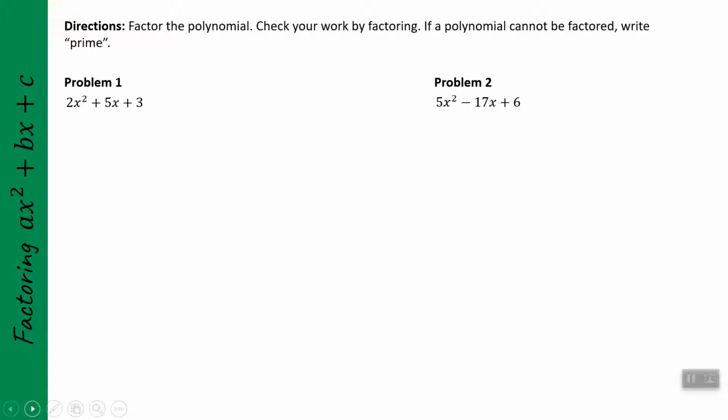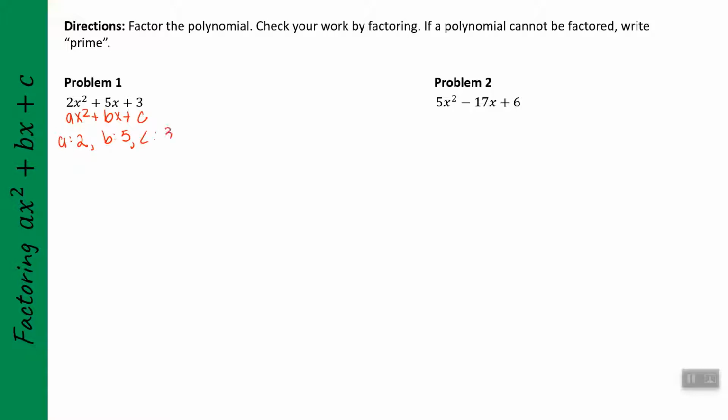So the first thing that we're going to do is find the A, B, and C. Again, we're looking at that form, ax squared plus bx plus c. A is always going to be the coefficient on my x squared term, so in this case, 2. B is always the coefficient on my x term. And C is always my constant.